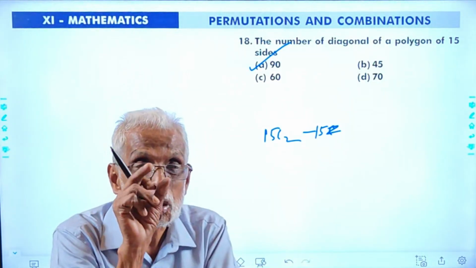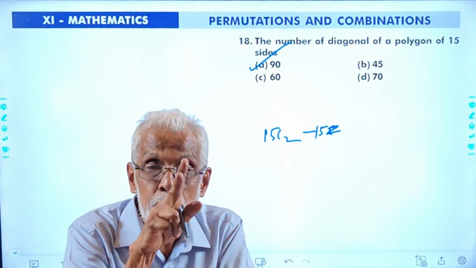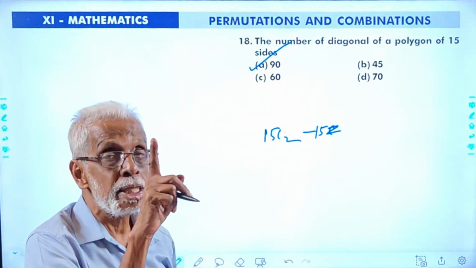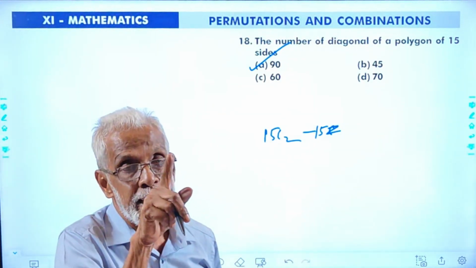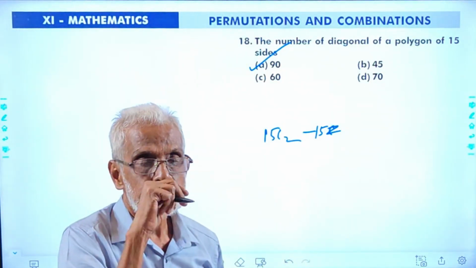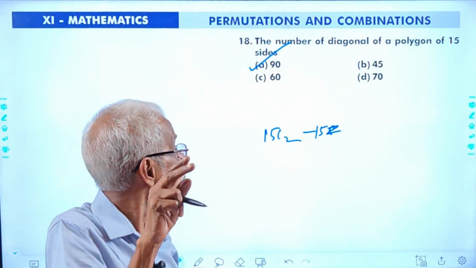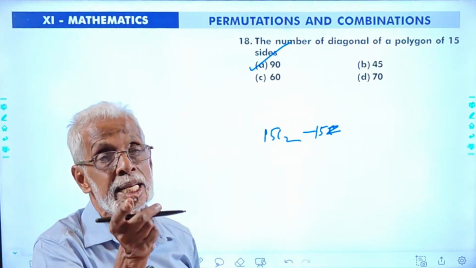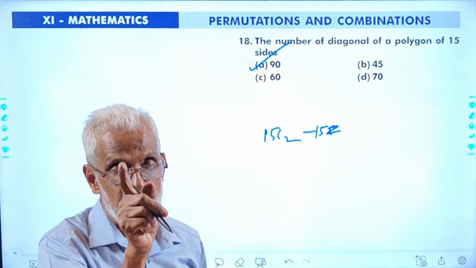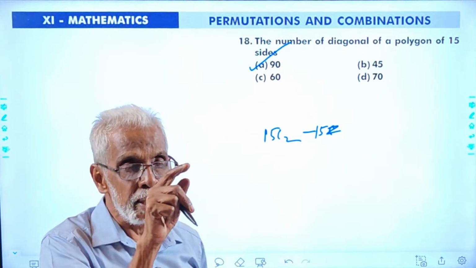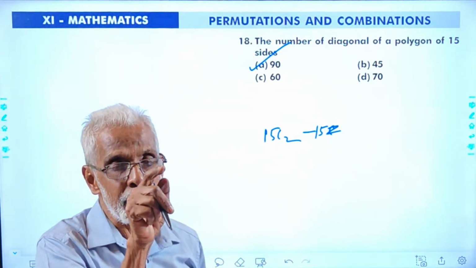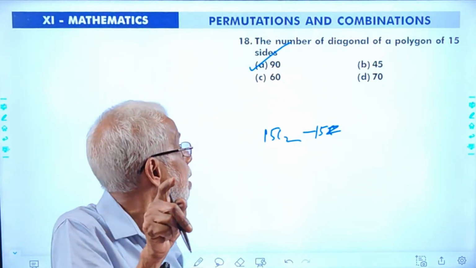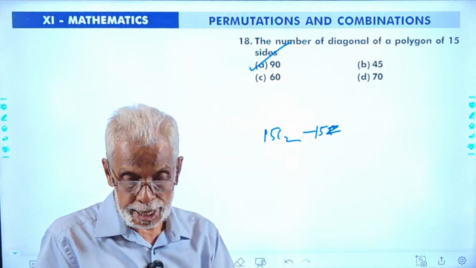Look for a polygon. Number of sides is always equal to number of vertices. We join 2 points, we get either a side or a diagonal. Number of line segments obtained by joining 2 points is 15C2. This includes diagonals plus sides. Therefore, 15C2 is equal to diagonals plus 15 sides. Then diagonals is equal to 15C2 minus 15, which gives 90.